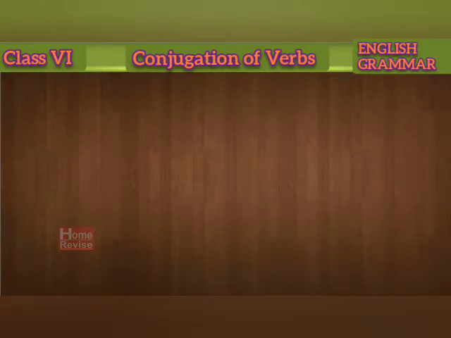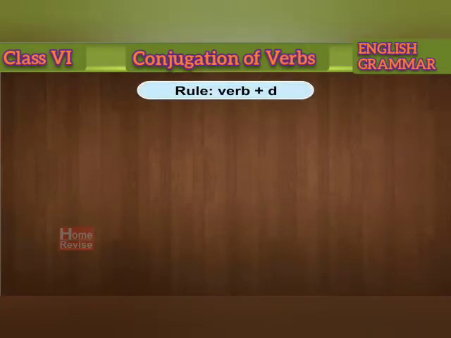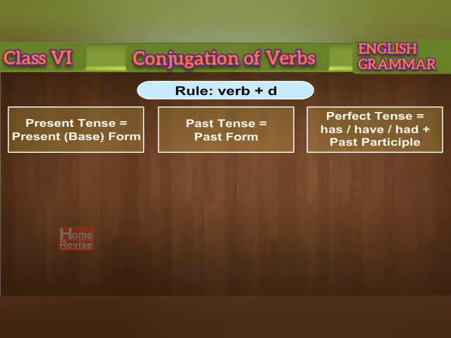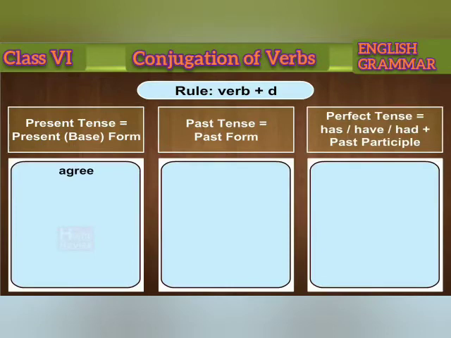Now here the rule is verb plus D. We have the present base forms, past forms, and the past participle. Agree is the present base form. We add D to it to make the past form agreed. Also adding D to agree, we make the past participle form agreed. Agree, agreed, agreed.